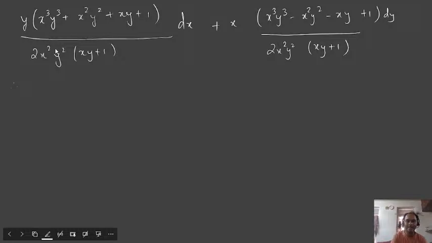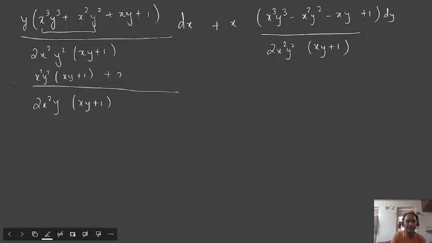Now let us see what happens to this. See, y gets cancelled, so I can reduce it by 1 degree. So it is 2x square y (xy plus 1). Now can you see in the numerator, from the first two terms I can take x square y square common. So x square y square taken common, I get here (xy plus 1), and here I'll get (xy plus 1). Okay, so this is the big term under dx.